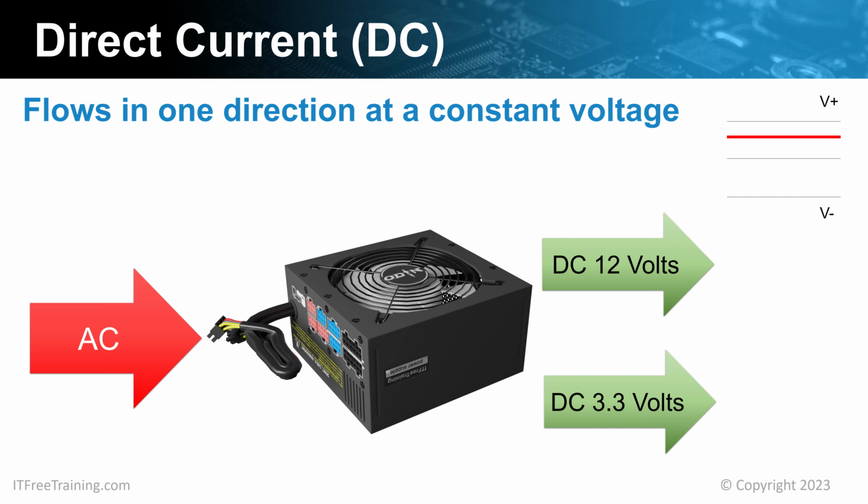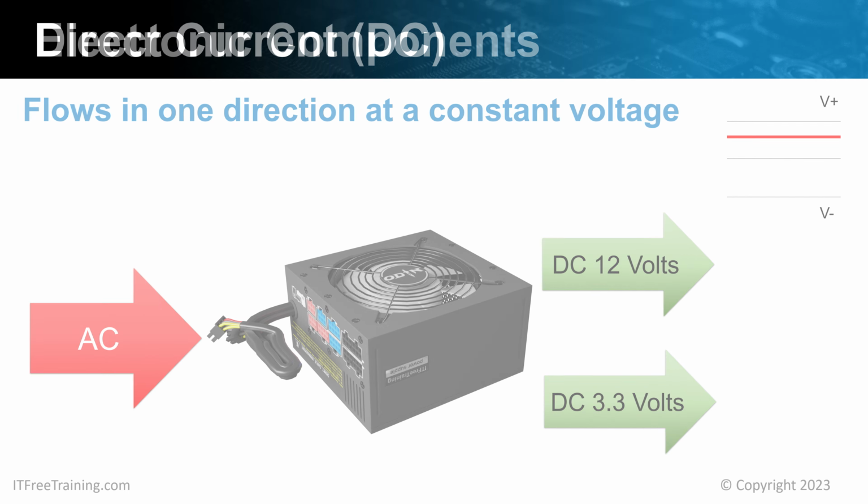The power supply's job is essentially to provide stable voltages to the components in the computer system. It does this by cleaning up the power it receives and outputting a steady voltage. The electronic components inside a computer require direct current in order to operate. Let's now have a look at some of those components.